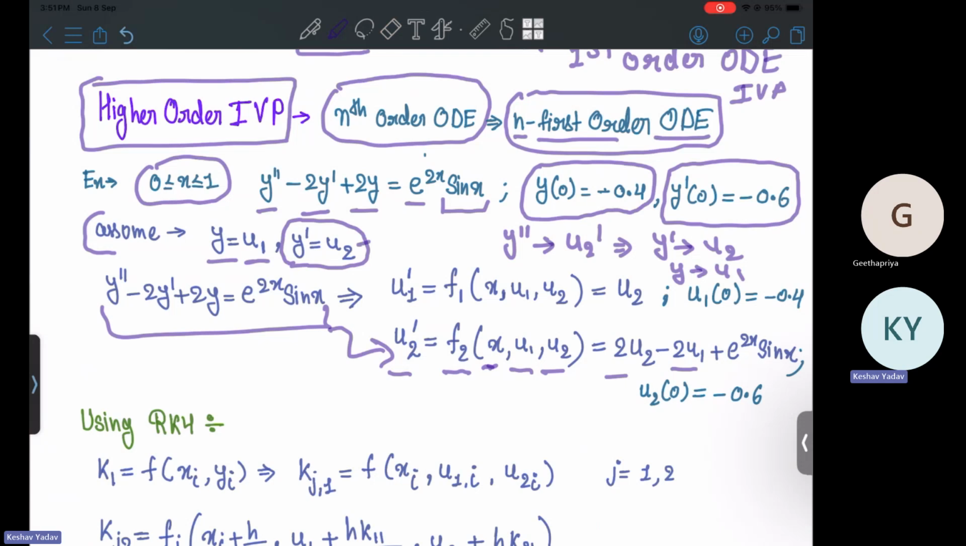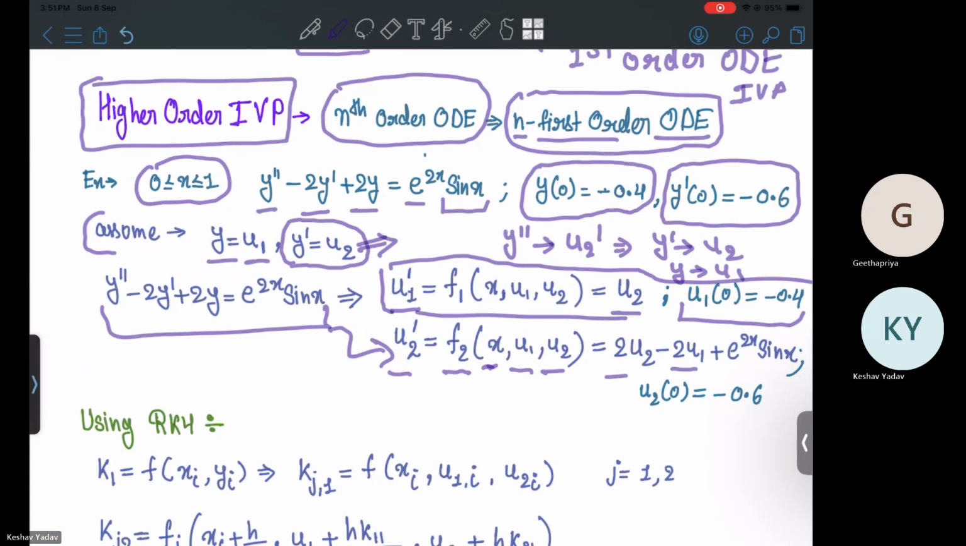And from the second equation we will get y prime as u2. If you put directly, so this will be what? U1 prime will be equal to u2. Okay, so here the initial condition is what? U1 at x equal to 0 is minus 0.5. So this is my one equation, and this is my second equation.